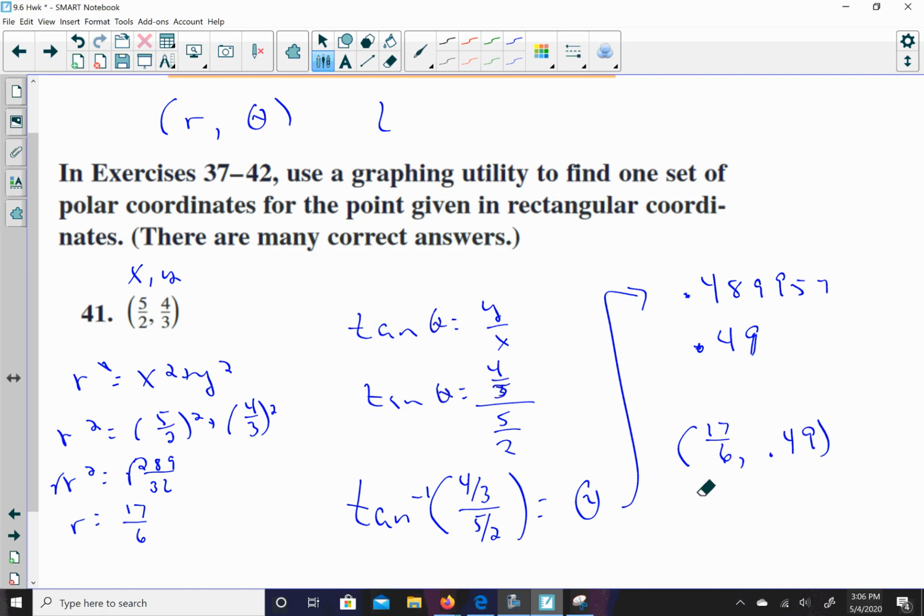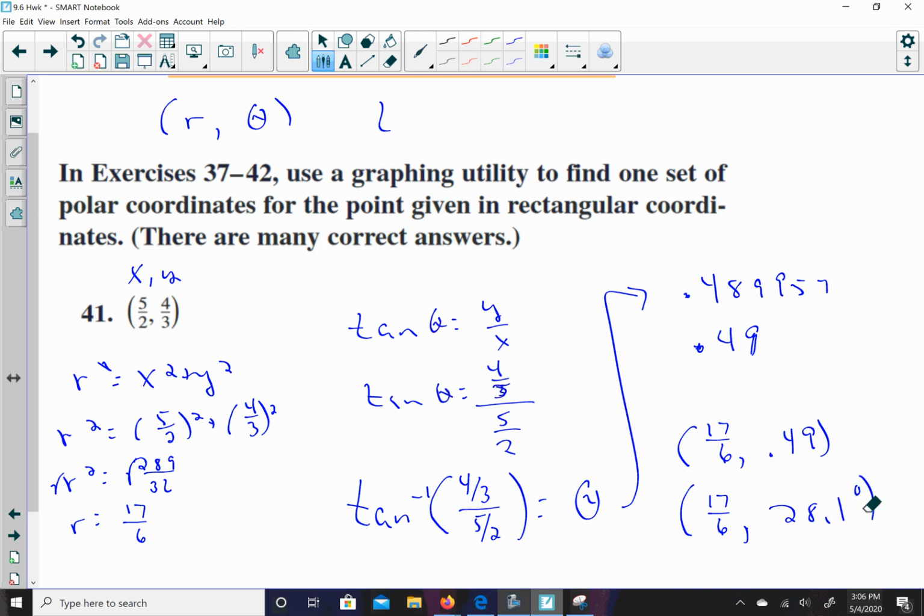If you want to change that to degrees, you can either do the DD button on your calculator, or you can multiply by 180 over pi, sorry about that, and you end up with 28.1 degrees. Either one of these answers is fine.